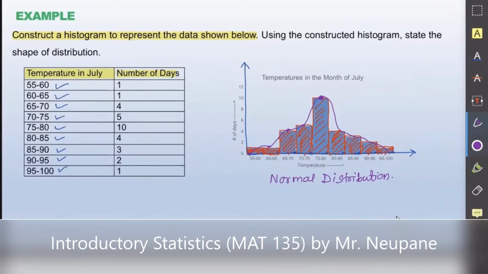For example, 55 to 60 and then 60 to 65. If the temperature is 60 degrees, how do you know which category to put it in? Exactly. So normally, this is already a continuous class that is given to you. For example, if it was not continuous, this is how it works. Let me write something here and show it to you.